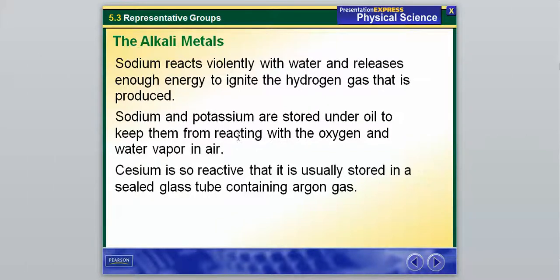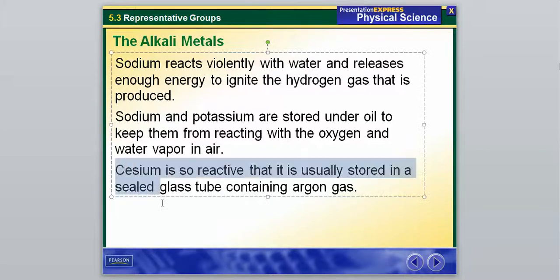Sodium and potassium are stored under oil to keep them from reacting with oxygen and water vapor in air. They're so reactive we can't even store them in a normal container. If we store them in a normal container, they're going to react, so they're stored in oil. And cesium is so reactive that it's usually stored in a sealed glass tube containing argon gas. These are so reactive that we usually don't have the ability to work with them in a normal classroom, probably a little bit too dangerous for our liking.